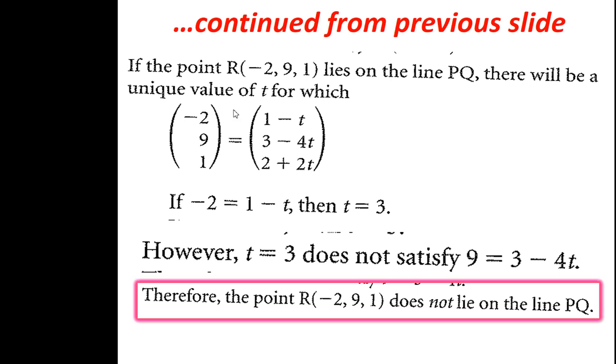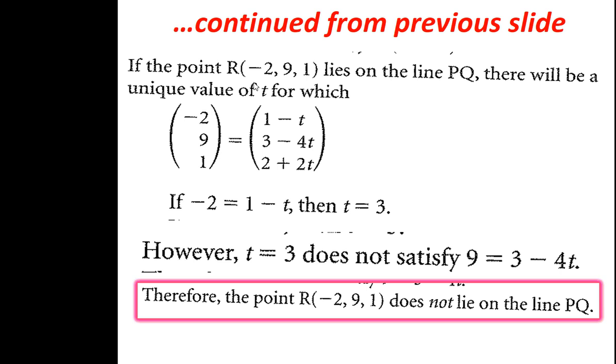Solve the one that's the easiest one to solve. This was the easiest one to solve. And then the quick thing to do is to sub it in and see, does that equal that? If you sub in 3, does that equal that? If it does not, if you have different values of t when you solve them, therefore you can conclude that the point R does not lie on the line.